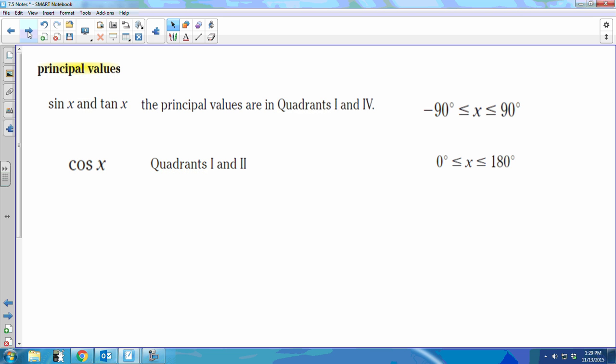Now, I gave on the note sheet a variety of different types of equations so that we knew how to solve them all. The difference is the directions the questions are asking. The first part says to find the solutions to the equations using principal values. We've talked about principal values before with the unit circle, but as a reminder, sine x and tangent x have principal values between negative 90 and 90.